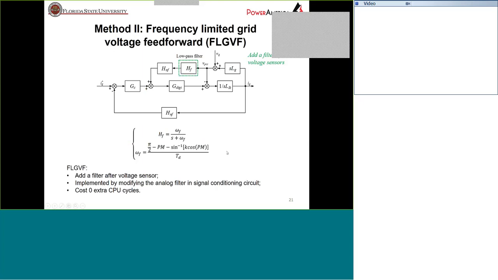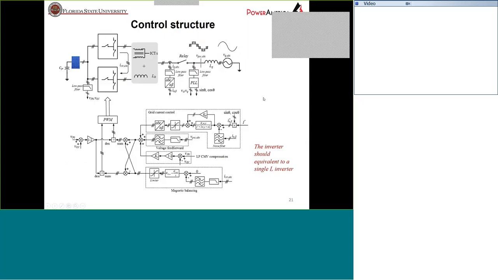But as we mentioned, the grid voltage feed forward has its benefits. So our second thought is to keep some part of the grid voltage feed forward by just placing a low-pass filter after the voltage sensor. And if we go back to see our control block, we can see that after this voltage sensor, we already have a low-pass filter in the signal path.